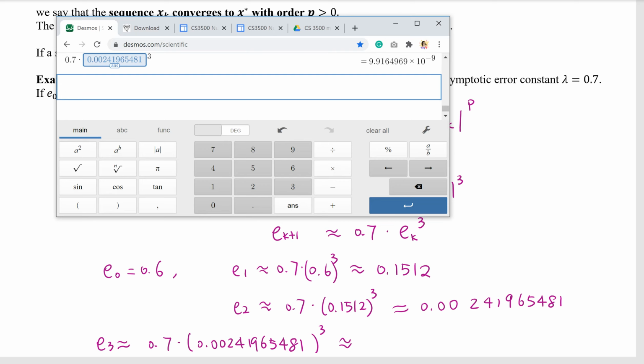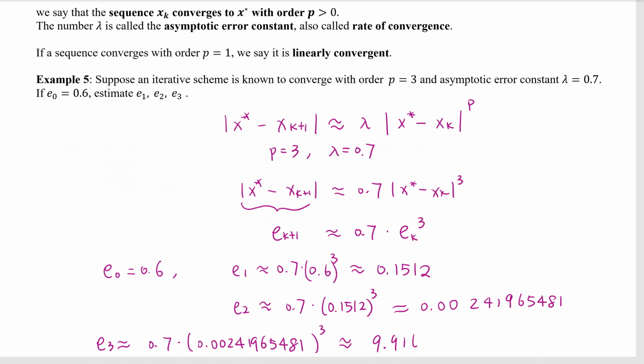So 9.9165 times 10 to the negative 9. Well, such a small number. See? That's why the order of convergence really matters. If you have a bigger order, the convergence is going to be much faster.